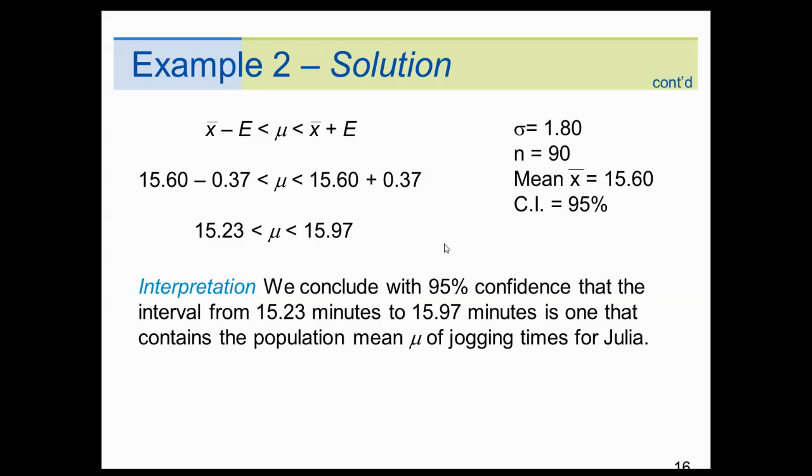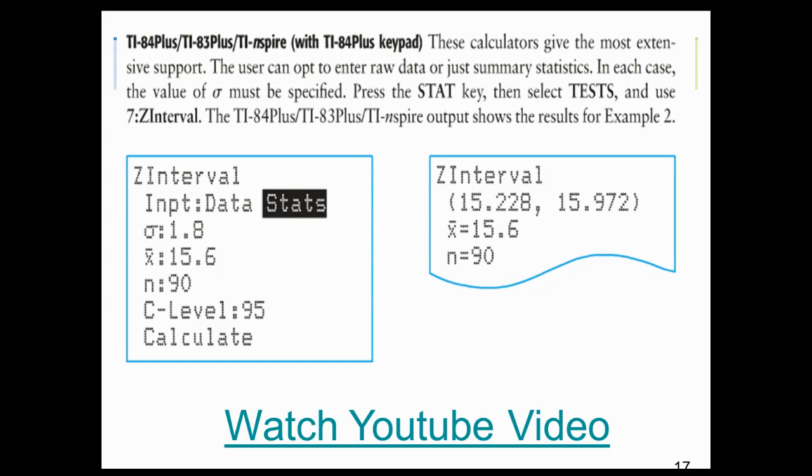What this means is, to be 95% confident, if we took 100 different samples of size 90, 95 of those would capture the true population mean between 15.23 and 15.97. That's what it means to be 95% confident. 95 out of 100 would actually fall between those two numbers. So pretty darn good. So what I'm saying is the calculator bails you out.